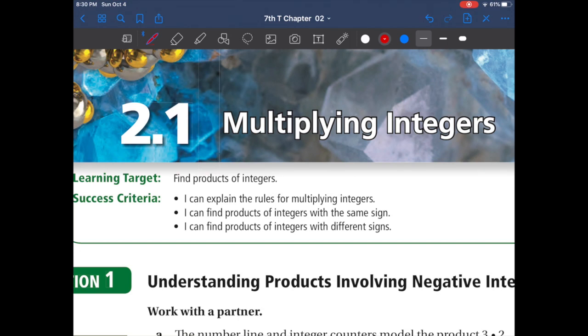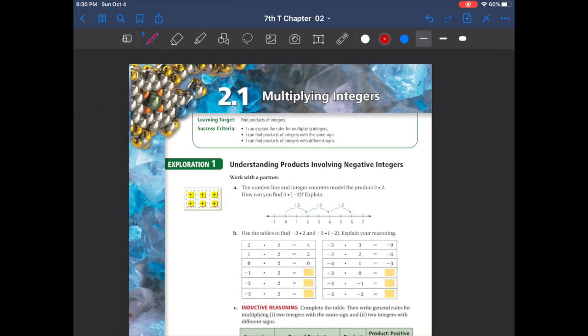Hello everyone, we are now on chapter 2. This is lesson 2.1. We are talking about multiplying integers. By the end of this lesson, you'll be able to find products of integers. You'll be able to explain the rules for multiplying integers. You'll be able to find products of integers with the same sign, and then you'll be able to find products of integers with different signs.